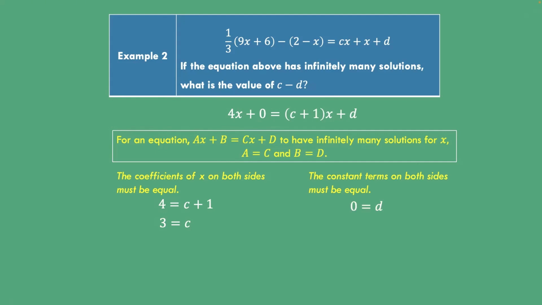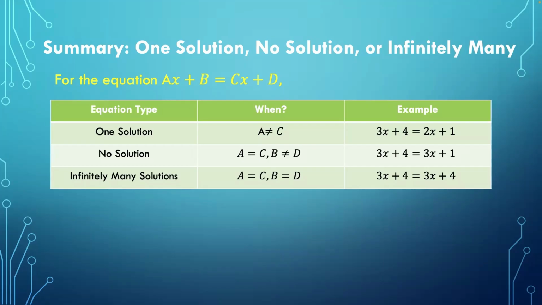We are asked to find the value of c minus d. We found c equals 3, d equals 0, therefore c minus d equals 3 minus 0, which equals 3. So the value of c minus d is 3. Let's wrap things up with a quick summary.